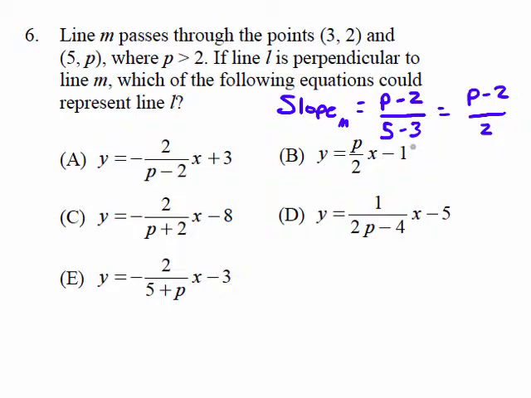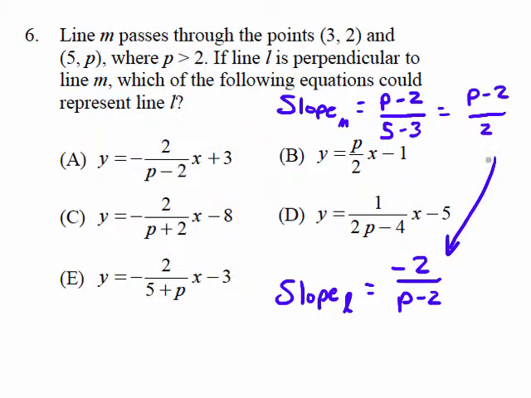And now what we want to do is find a slope that is the negative reciprocal of that. Well, obviously, the negative reciprocal of (p minus 2) over 2, I'll write this down here because I ran out of space, slope of line L is just going to be negative 2 over (p minus 2), right? Negative for the negative part of the negative reciprocal, and 2 over (p minus 2), flip the fraction for the reciprocal part of the negative reciprocal. So this is the negative reciprocal of that.